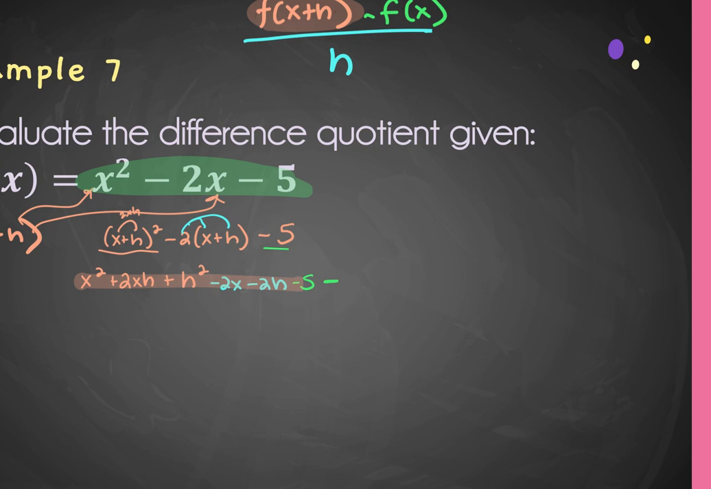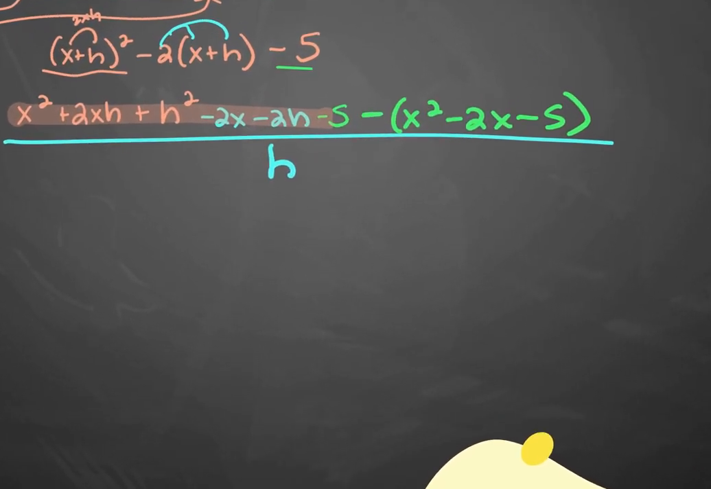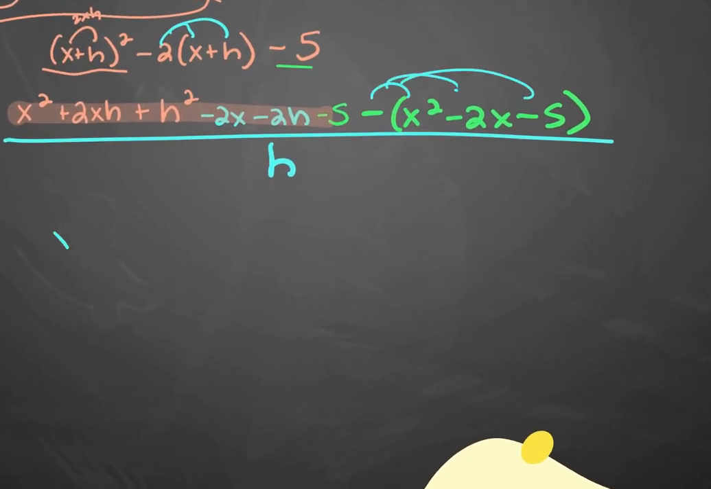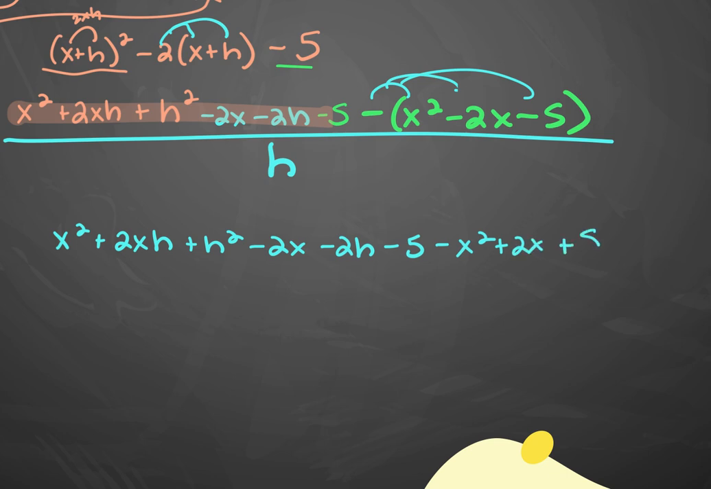Then I want to subtract from it my f of x, which was this whole original thing. So I'm going to take that f of x plus h, I'm going to subtract from it x squared minus 2x minus 5, and then I'm going to put it all over h. So I'm going to rewrite the numerator distributing this negative. I get x squared plus 2xh plus h squared minus 2x minus 2h minus 5 minus x squared plus 2x plus 5, all over h.